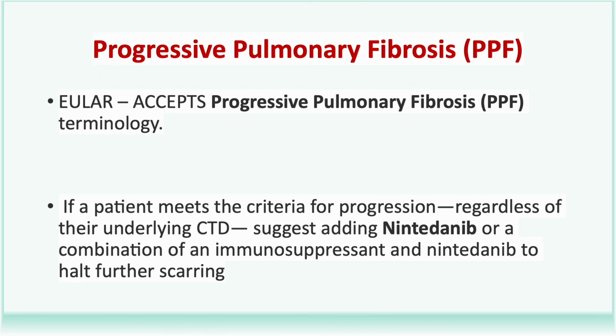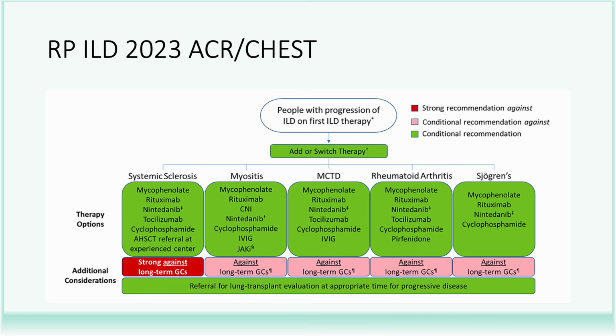Now, progressive pulmonary fibrosis, this term has been embraced by EULAR, and they say that if your patient meets the criteria for PPF, like in the INBUILD trial, a combination of declining FVC of more than 10% relative, worsening symptoms, or increasing fibrosis on CT, the typical INBUILD inclusion criteria, if your patient is meeting those criteria, you can do a combination of immunosuppression and antifibrotic.